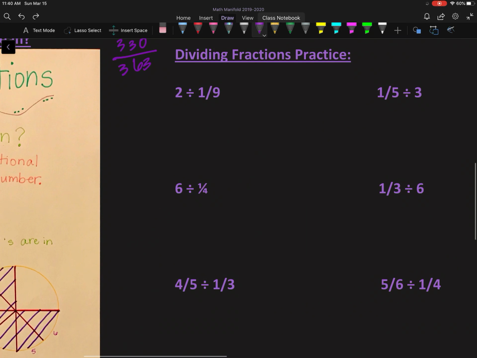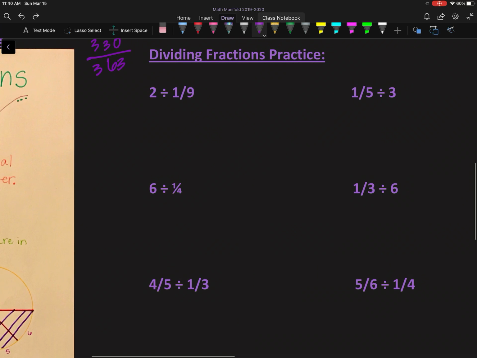So we're going to look at dividing whole numbers by fractions, dividing fractions by a whole number, and then dividing fractions by fractions. If we go through, the first thing, just like we did with our multiplying, is we need to take my 2 and change it into a fraction. So I'm going to keep 2/1. I'm going to change division to multiplication, and I am going to flip the numerator and denominator of my 1/9.